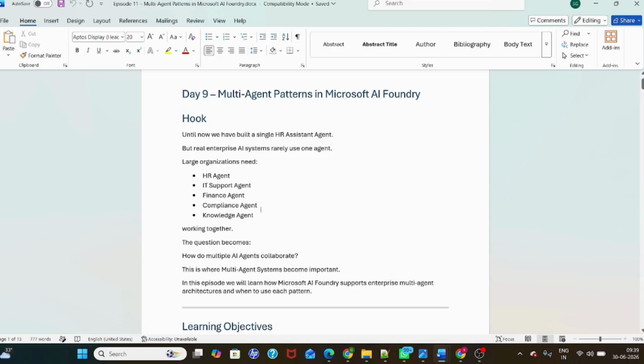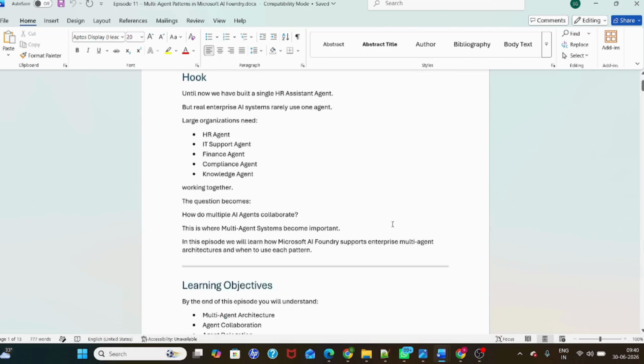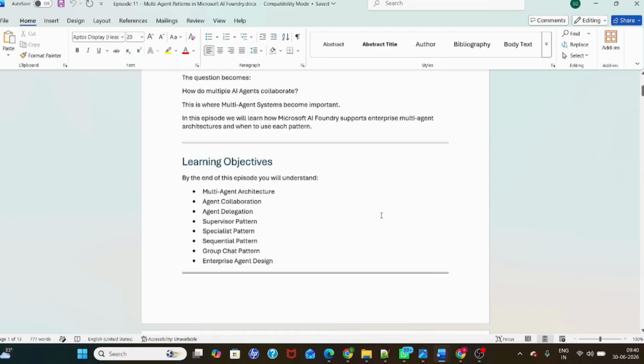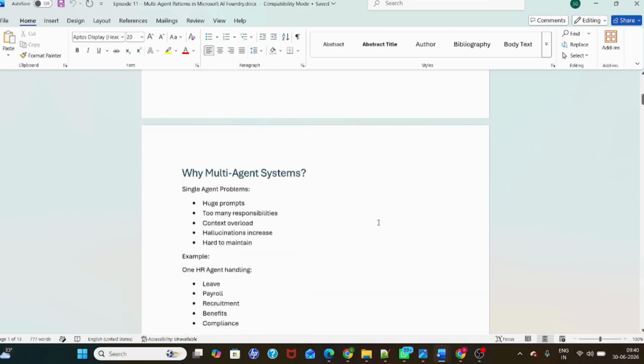A company has multiple departments and multiple agents: HR, IT, finance, compliance, knowledge. The question becomes how multiple agents collaborate. We will discuss the collaboration part and when to use which pattern. In this session you will learn multi-agent architecture, agent collaboration, agent delegation, supervisor pattern, specialist pattern, sequential pattern, group chat pattern, and enterprise agent design. These are the things we will discuss.